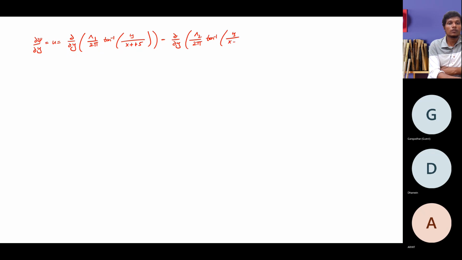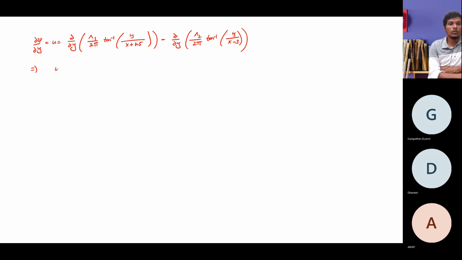So if you want to calculate ∂ψ/∂y, you will get the u component, and for that you also need the same equation to be differentiated with y, that is λ1 by 2π, and then tan inverse of y by x plus 1.5, okay, minus ∂ by ∂y of λ2 by 2π, and then tan inverse of y by x minus 3. This is 1.5.